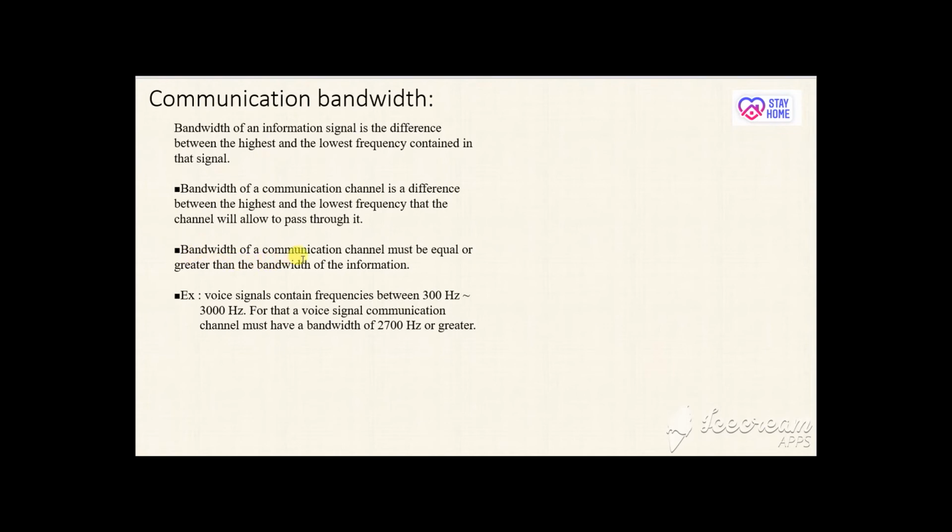So the bandwidth of a communication channel must be equal to or greater than the bandwidth of the information. So if we have a sender device, a receiver device, and a channel, that's the simple communication system. The bandwidth of a channel should be equal to or more than the bandwidth of the information, because if it's smaller, the information will not pass.